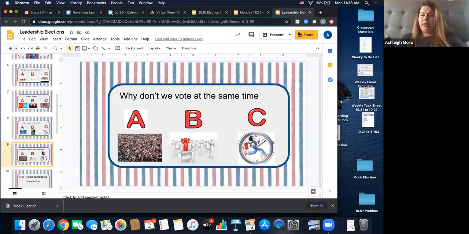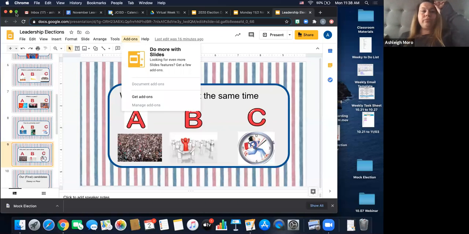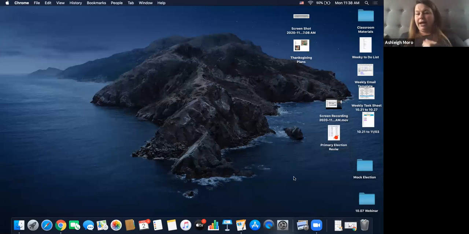Okay. Mr. O'Meara said A, our teachers are saying B, and it's technically B. We don't want to pick the person whose name we know best. So just because we've heard it a ton doesn't mean that they're the best candidate. It might also have to be a little bit of A, because I think having everybody vote in a very short time period can get very difficult, but it's B, popularity contest. So we're going to look at this in terms of our mock election.